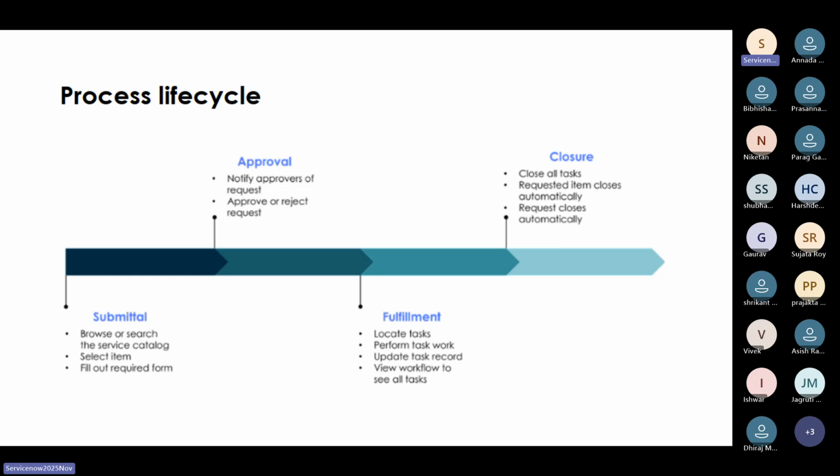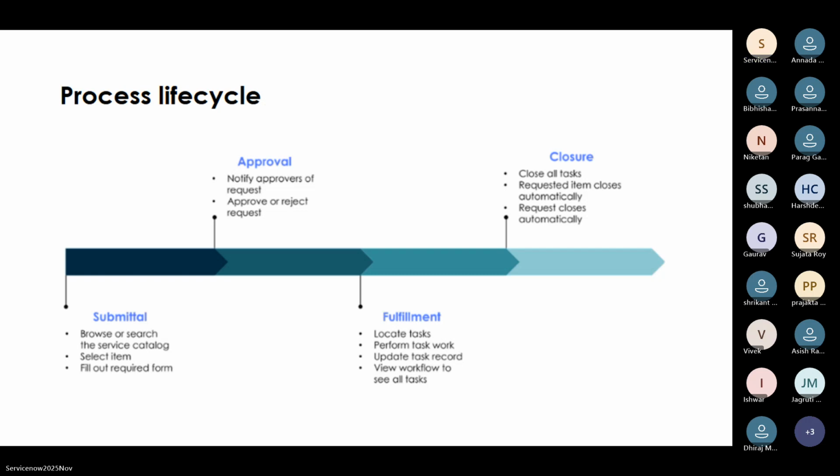So once the fulfiller fulfills the requirement for you, then you will close the catalog task. Then you will close the task, which directly closes the RITM and request automatically.